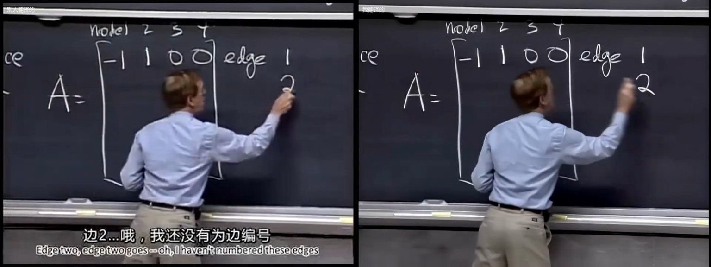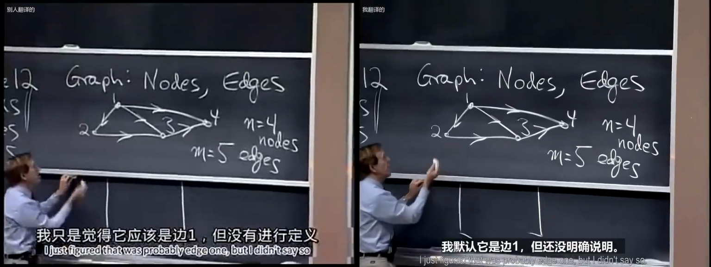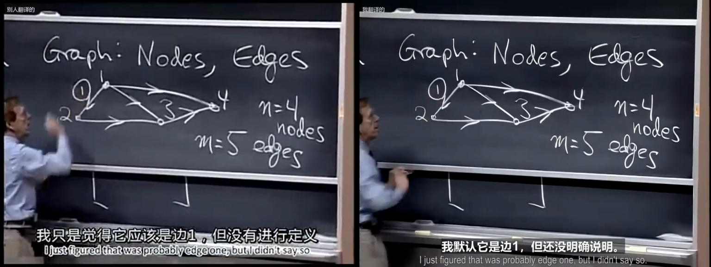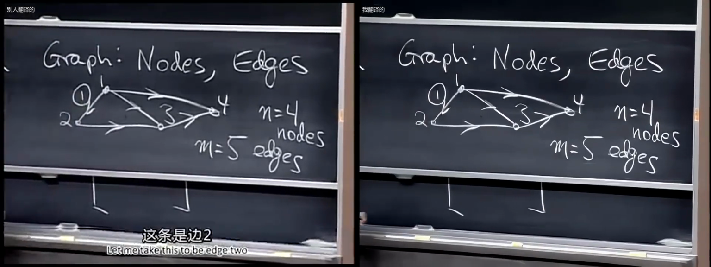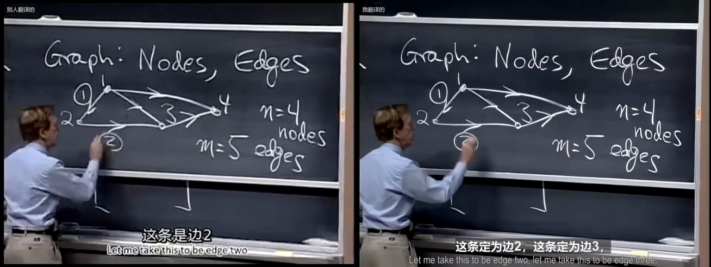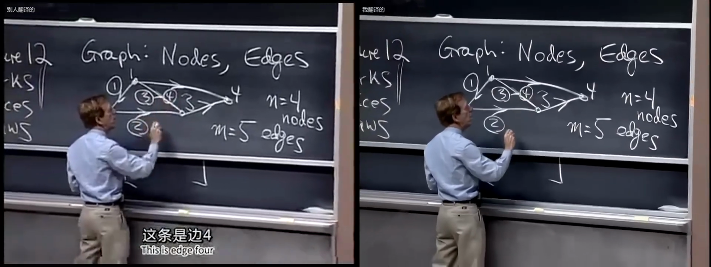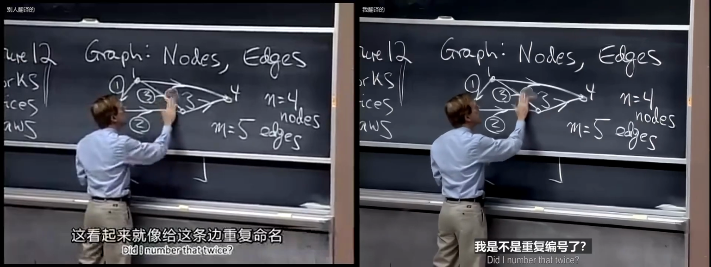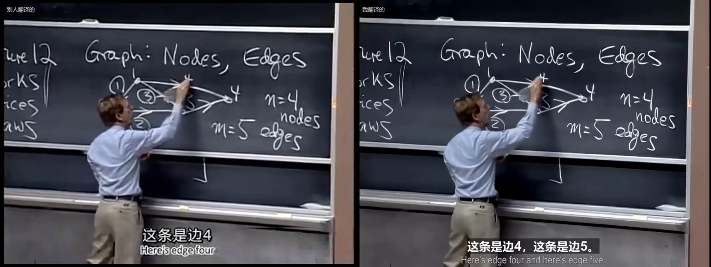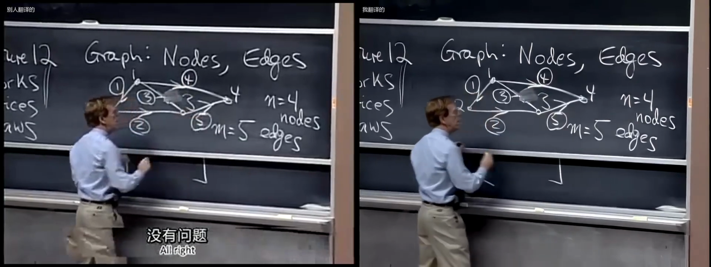Edge 2. Edge 2 goes, oh, I haven't numbered these edges. I just figured that was probably edge 1, but I didn't say so. Let me take that to be edge 1. Let me take this to be edge 2. Let me take this to be edge 3. This is edge 4. Oh, wait a minute. Did I number that twice? Here's edge 4, and here's edge 5. Okay? All right.